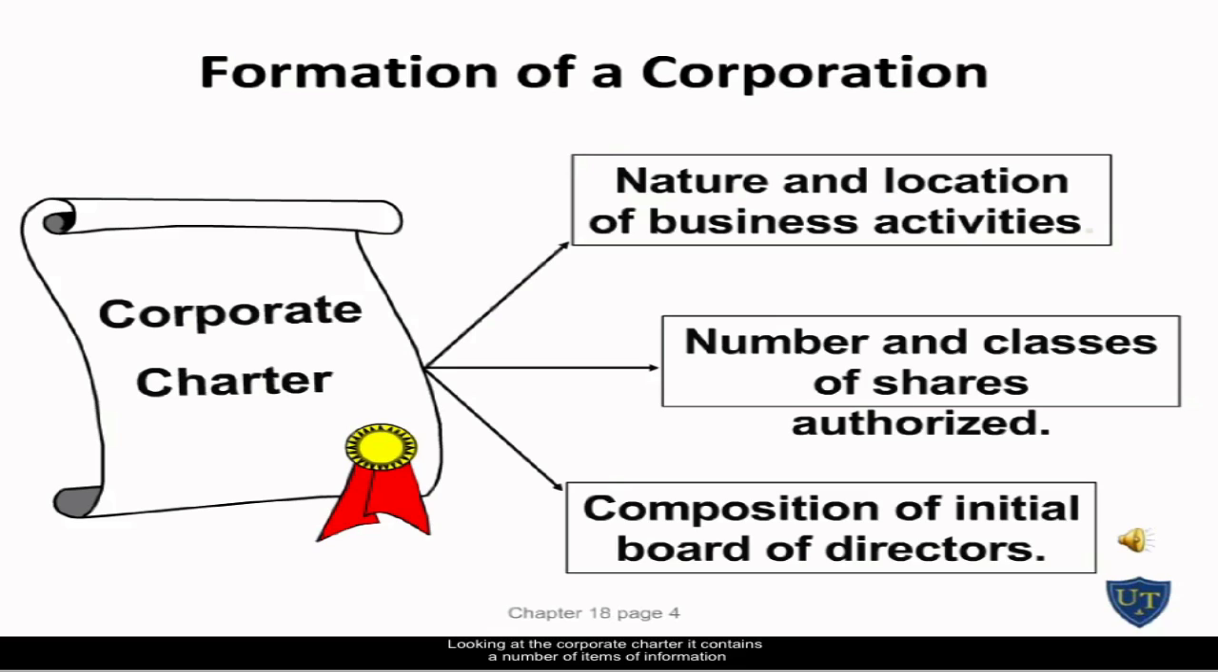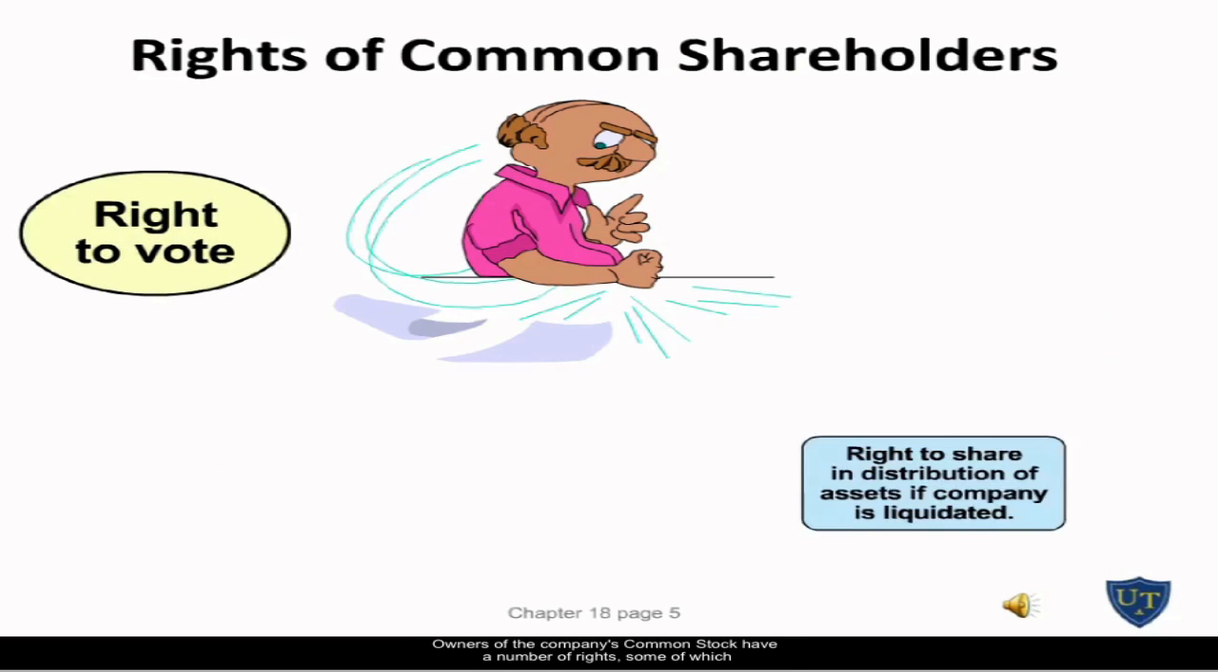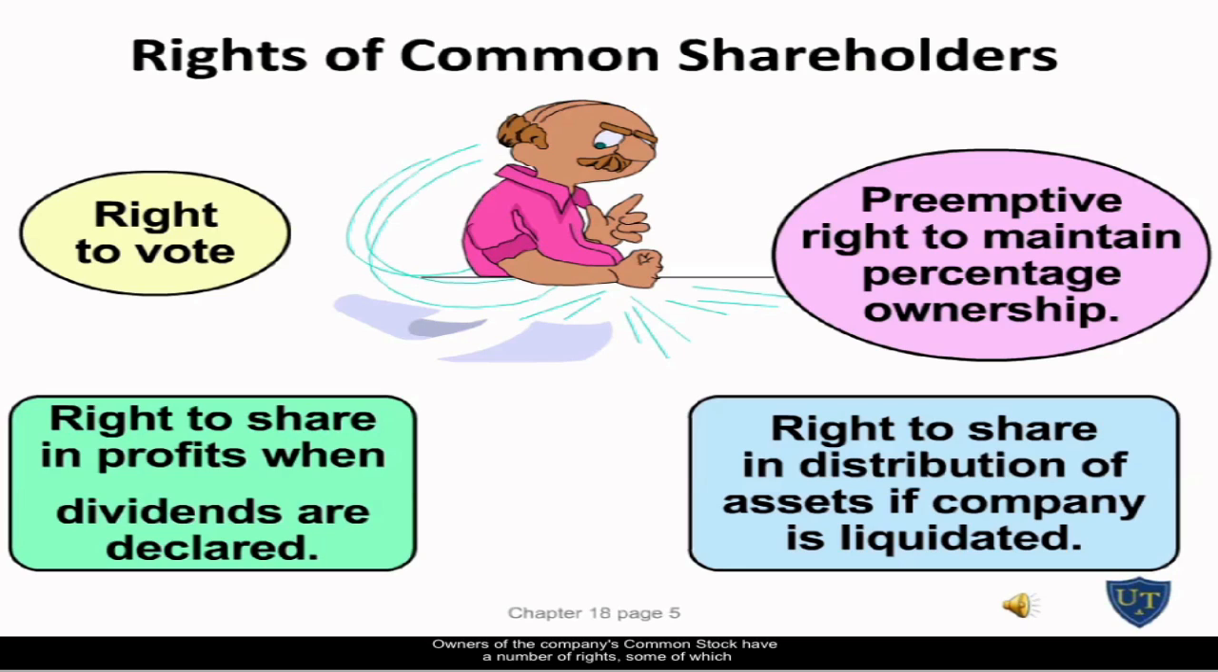Looking at the corporate charter, it contains a number of items of information that are important if you're thinking of investing in that corporation. One of the issues that's the most important to us is the number and classes of shares authorized. Owners of the company's common stock have a number of rights, some of which are detailed on this PowerPoint. One of those is the right to vote in terms of the board of directors, any kind of shareholder initiative. Shareholders also have a preemptive right to maintain their percentage ownership.